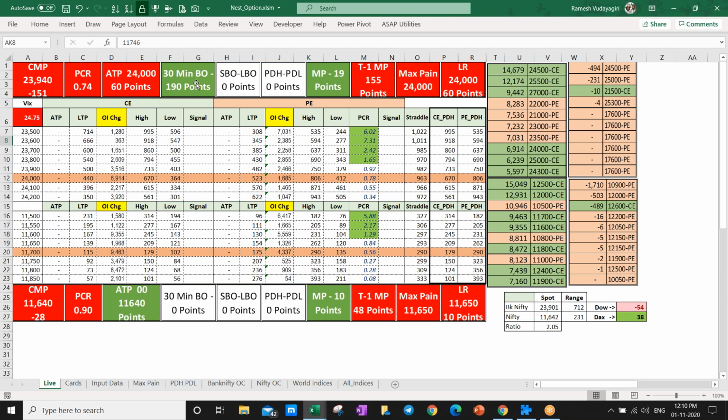So the 30-minute breakout also shows you whether the price is trading above the 30-minute high or 30-minute low. Next is the short breakout and long breakout level. This is based on the Camarilla pivot points. I've been showing these levels on YouTube on a daily basis, the short breakout and long breakout. When the price trades above the long breakout, you should not go short at all. If you are shorting and the price is above the long breakout, it's a sure shot failure. So never ever short the market, short Bank Nifty, when the price is above the long breakout.